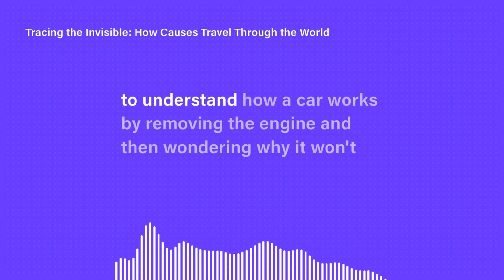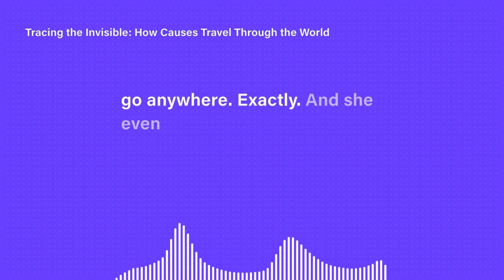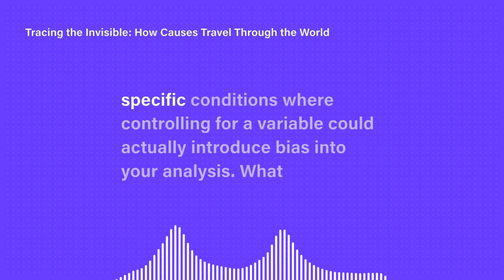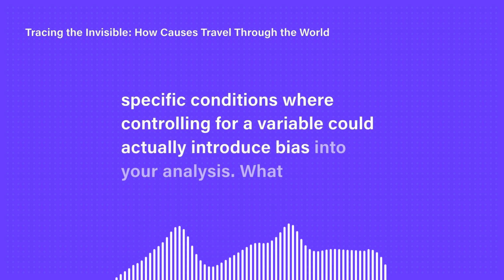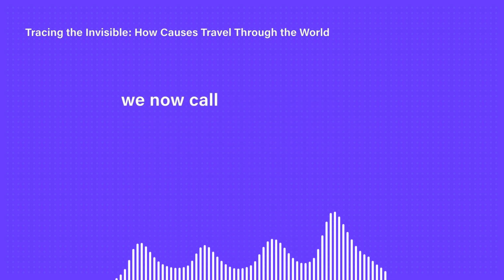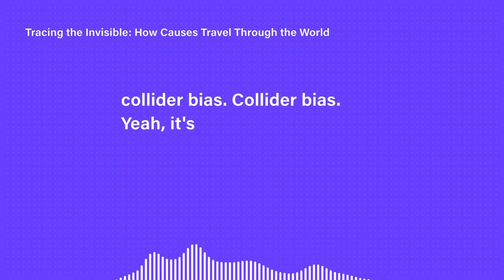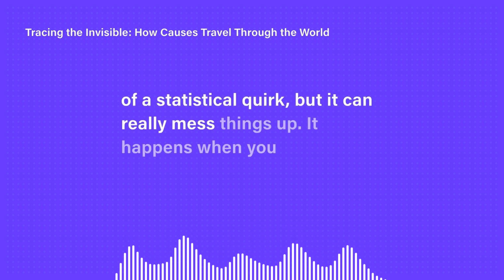So it's like trying to understand how a car works by removing the engine and then wondering why it won't go anymore. Exactly. And she even identified specific conditions where controlling for a variable could actually introduce bias into your analysis, what we now call collider bias. Collider bias. Yeah, it's a bit of a statistical quirk, but it can really mess things up.